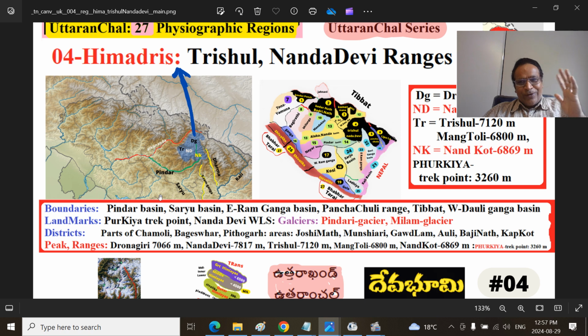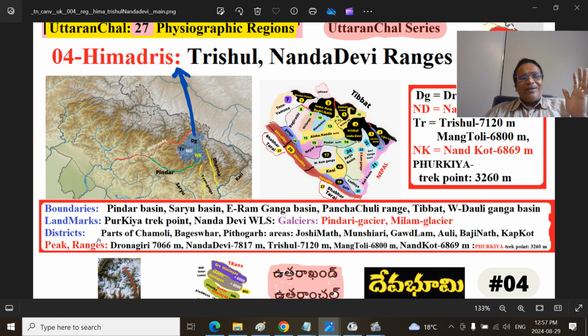So we'll talk about that in other presentations. Panchachuli, the mountain ranges, are in the eastern part. Tibet is the northern part. There is the Dhauli Ganga Basin. There are 2 Dhauli Gangas in Uttaranchal. This is the Paschim Dhauli Ganga Basin. And the landmarks are the Purkia Trek Point in this region, Nanda Devi Wildlife Sanctuary, and the glaciers are Pindar Glacier and Milam Glacier in the northern part.